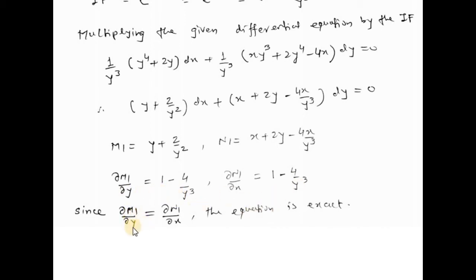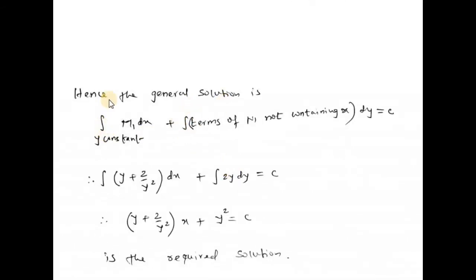So since del m1 divided by del y is equal to del n1 divided by del x, the equation is exact. So the solution is given by integration m1 dx, where y is a constant, plus integration of terms of n1 not containing x dy equal to c. So which is equal to integration in bracket y plus 2 divided by y square dx.